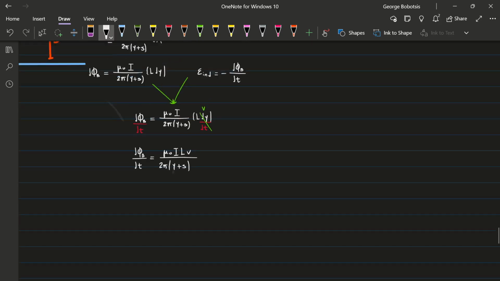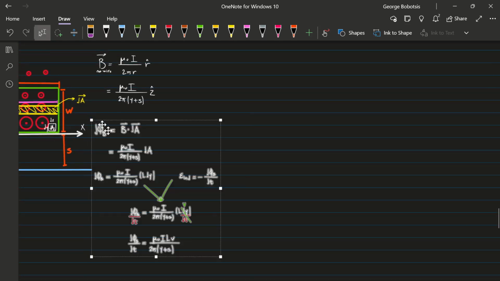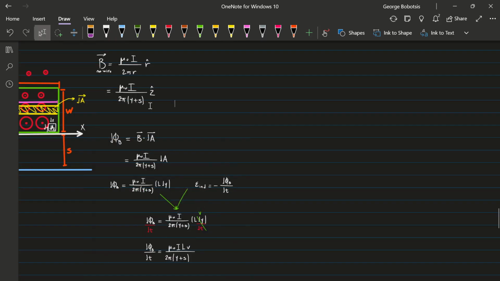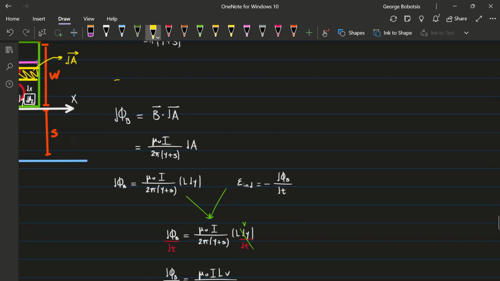Remember that this is the EMF from one little piece of the entire loop. This is epsilon induced from the effect of one single smeared line. That's it. That's all we found here.